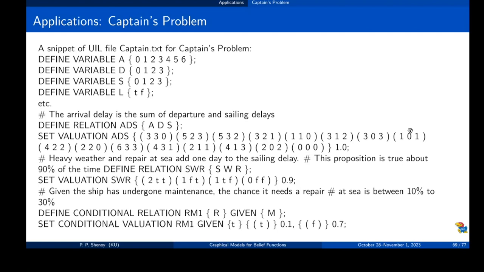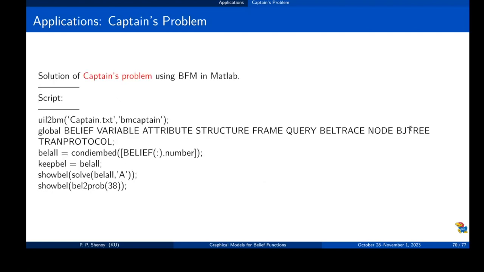So basically, this is given M. Given T, if M is maintenance, if maintenance is true, then this is my belief function for R. So you do all this, and then this is what you do. You say UIL to BM: take this UIL file and construct a belief MATLAB object that you call BM captain, and then you make it all global.